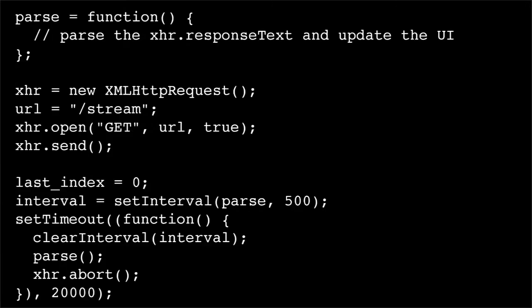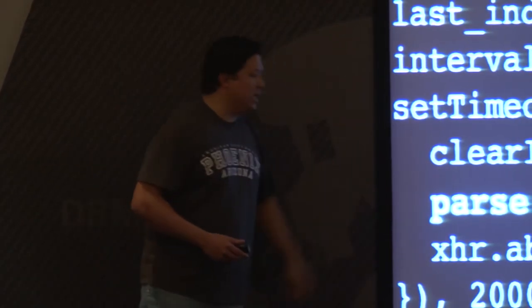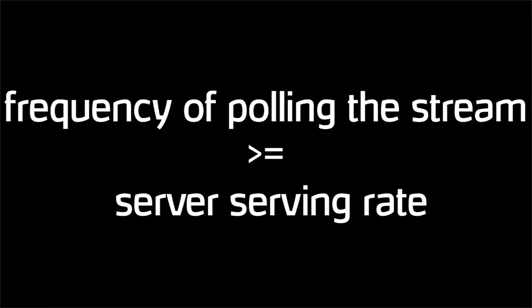And instead of polling the server, the stream is open and we poll the stream in the client. So on the client, we send the request, and then we have a timeout at which we parse any incoming data and then abort. And then we ask again. This works really well if the frequency of the polling, so how often you poll your stream of data on the client, is greater than or equal to the rate at which the server is sending the data.